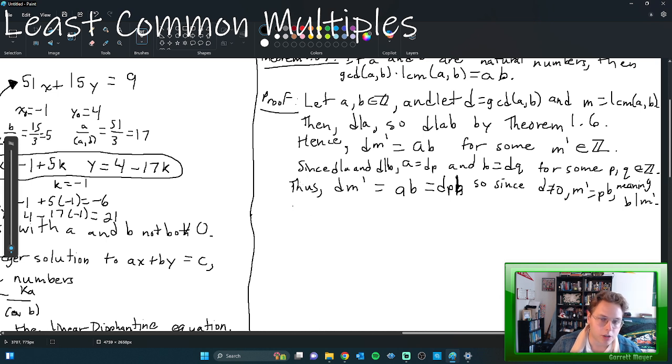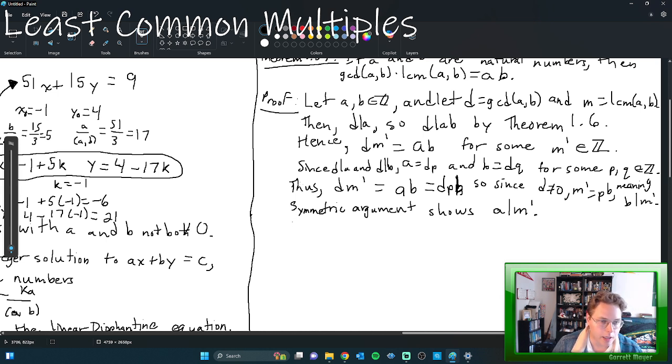And then a symmetric argument will basically show that A divides m prime. All we'd have to do is substitute in dq for B, and then we'd have A dq. Since D is not 0, m prime would be equal to q times A, which would mean that A divides m prime. So symmetric argument. A divides m prime. So that means that m prime is a common multiple of A and B. Now we want to show that it's the least common multiple of A and B.